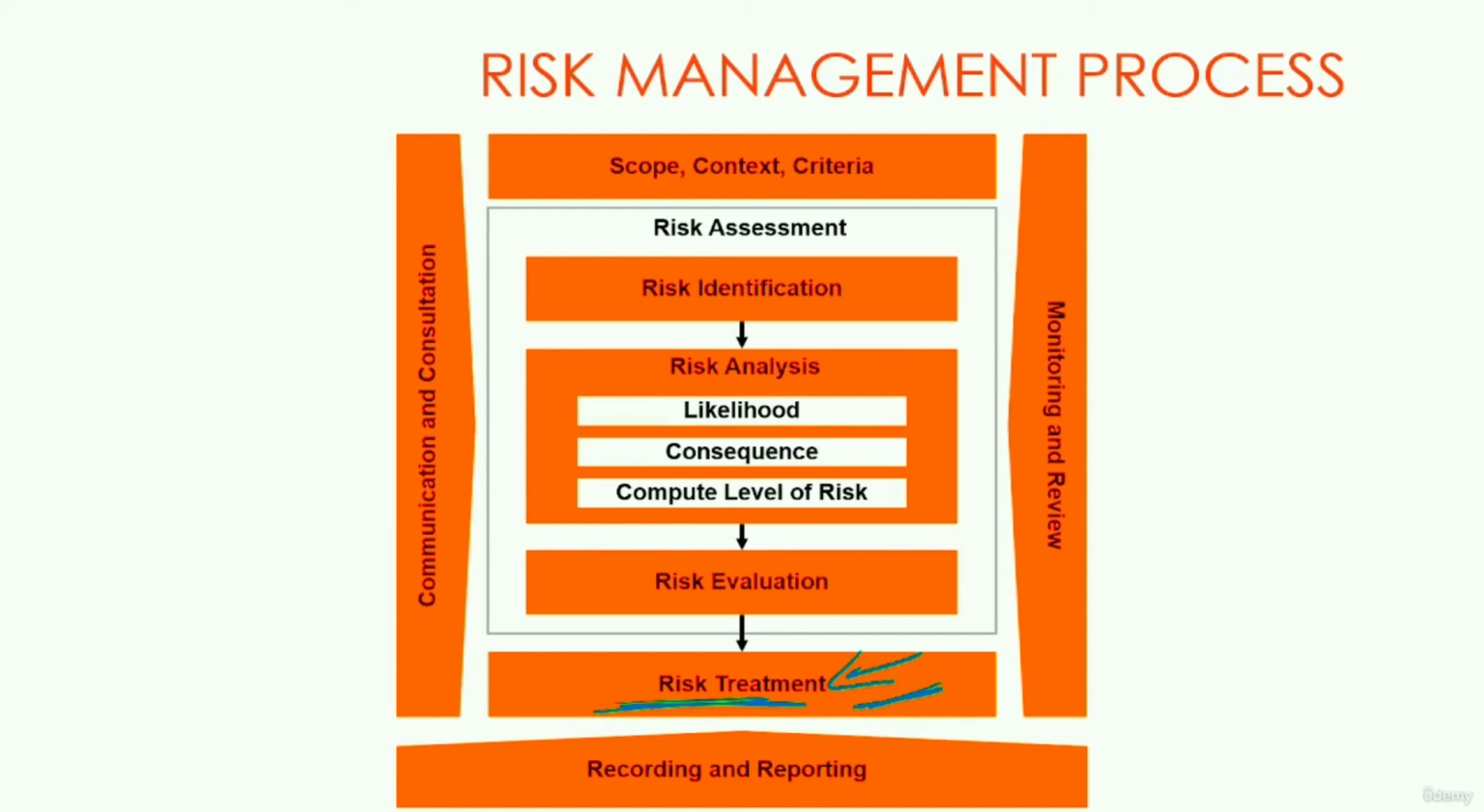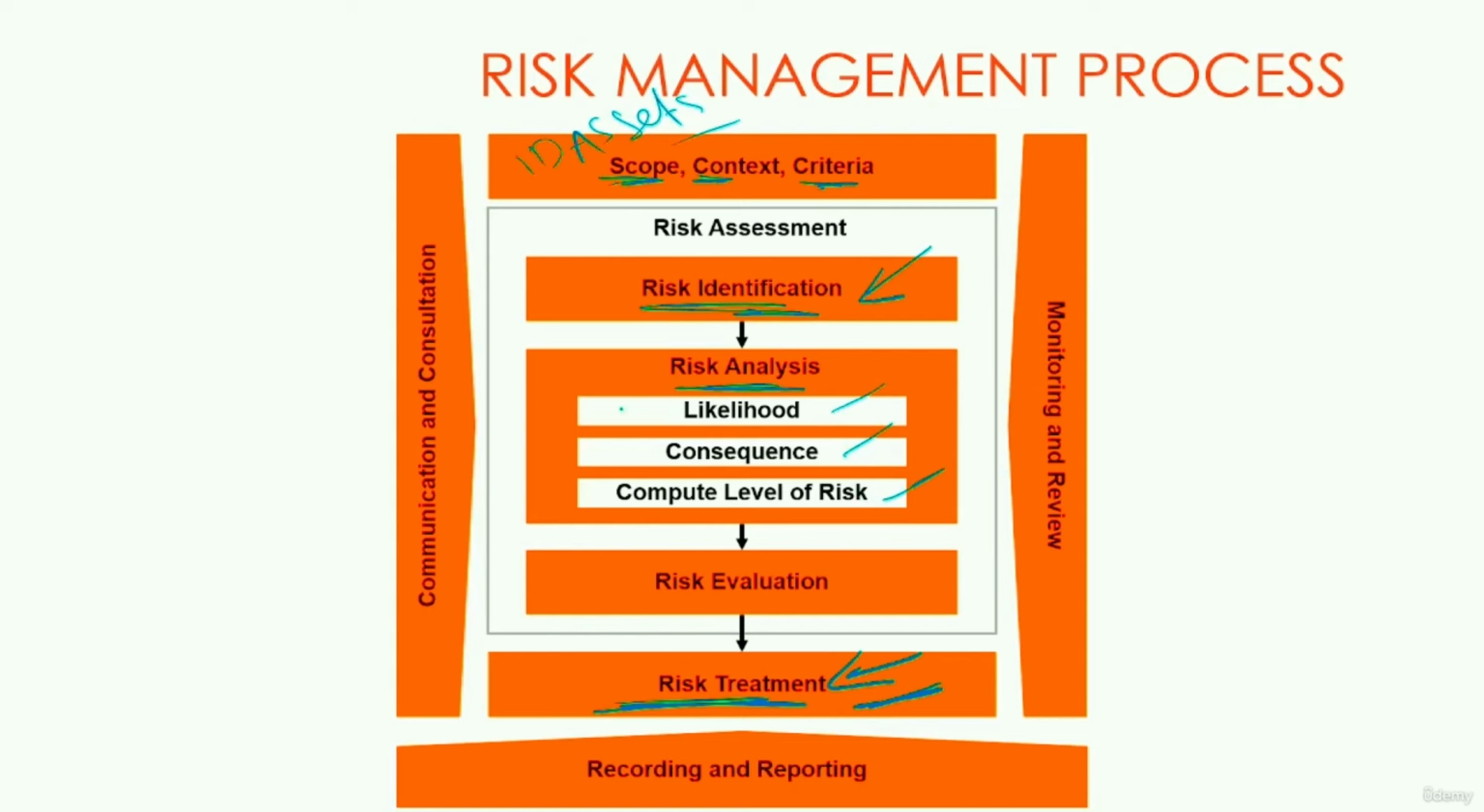So in the risk management process, we start with risk identification. In order to properly identify risk, we should properly identify the scope, context, and criteria, as well as what assets are under our scope. After identifying the risk, we move to the risk analysis stage. In risk analysis, we perform a likelihood calculation and a consequences calculation, and we compute the total level of risk.